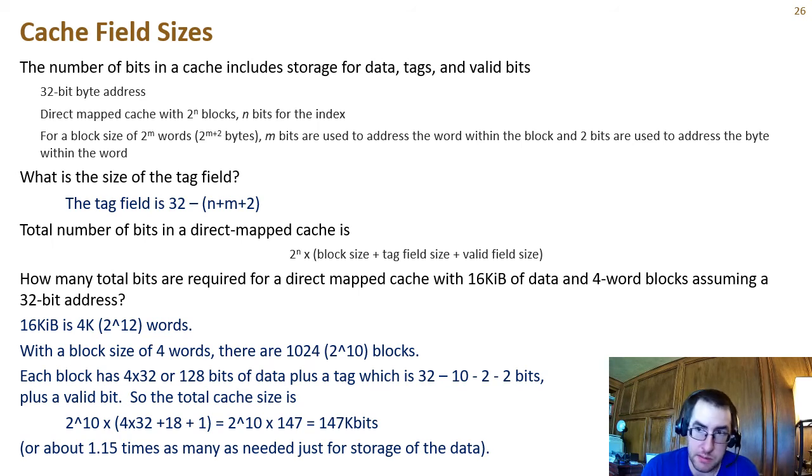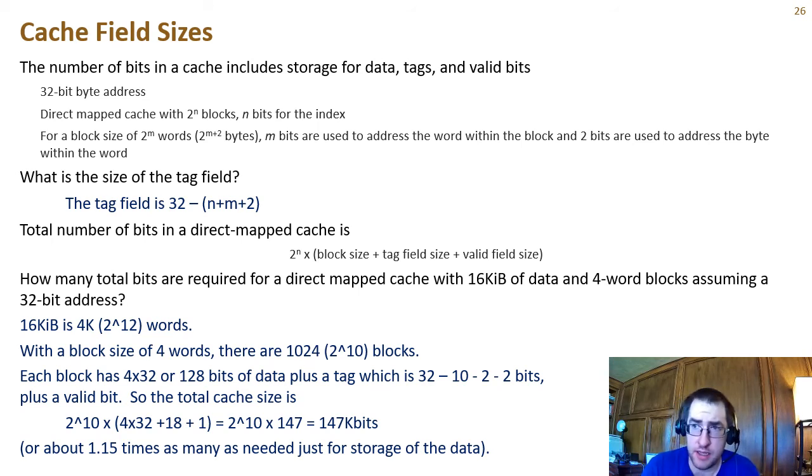We just distribute that negative sign through the quantity. So that's 18. The total cache size then is the number of blocks, 2 to the 10th, times the quantity: the block size, 4 times 32, or 128, plus 18, plus 1 bit for the valid bit. So that's 2 to the 10th times 147, which is exactly 147 kilobits. If we needed to put our answer into kilobytes, we would divide that by 8.